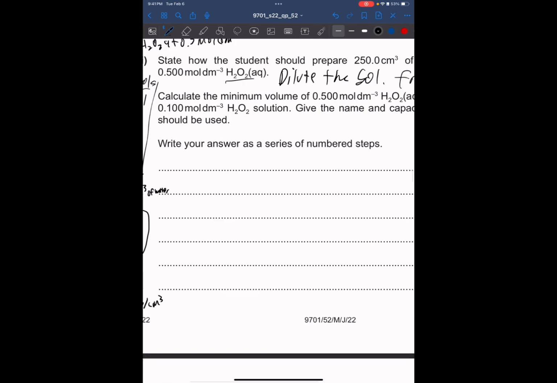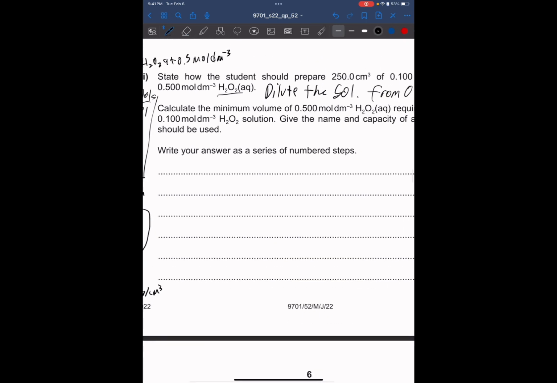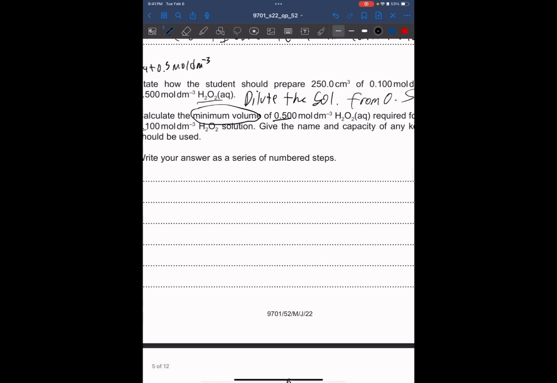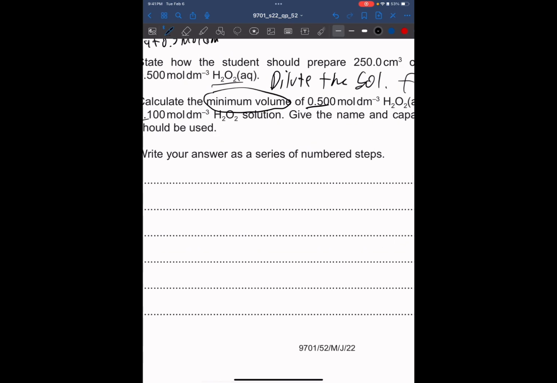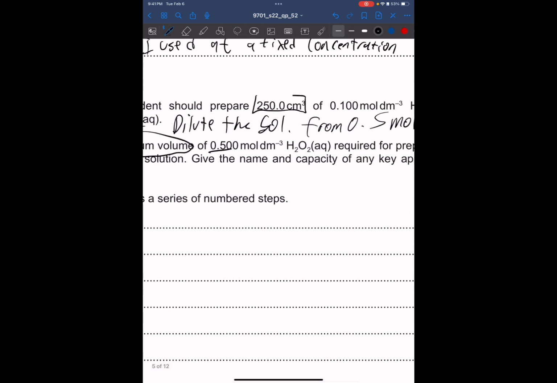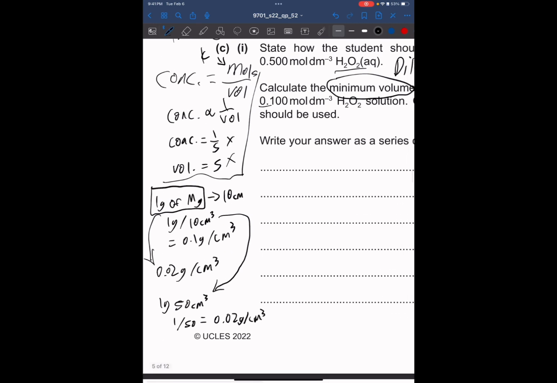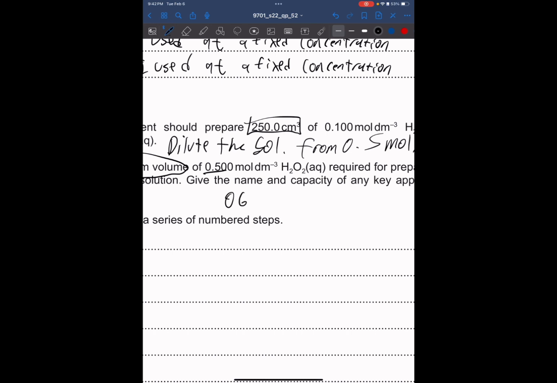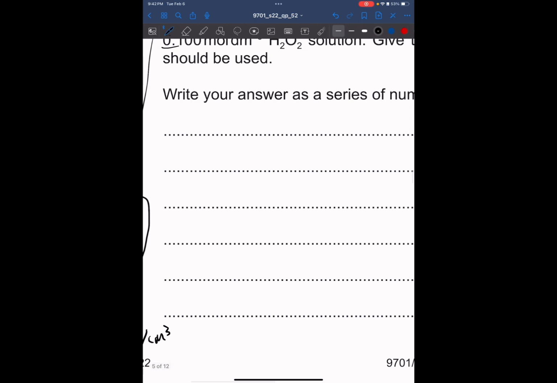And I think we could start getting on with it. So write your answer as a series of numbered steps. How do we get the 0.5 to 0.1? And also use the minimum volume. If we want 250 cm³, as I mentioned, it means this volume is 5 times the original. So our original volume was 250 divided by 5, which equals 50 cm³. So what that means is that we have to measure out 50 cm³ of H2O2.